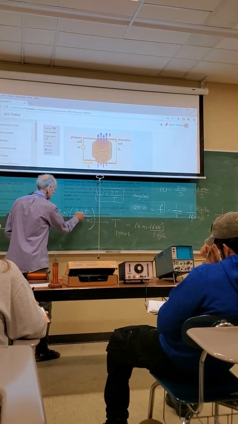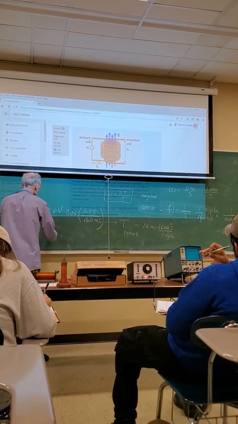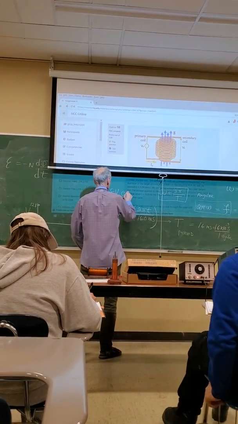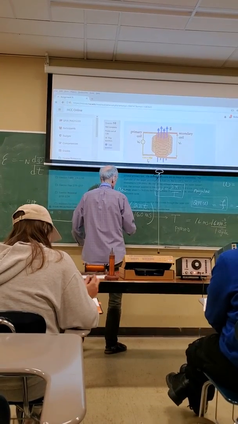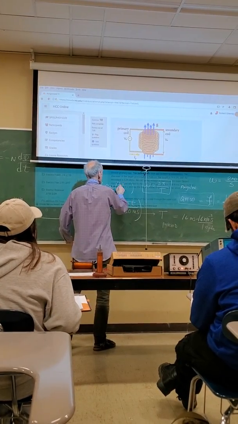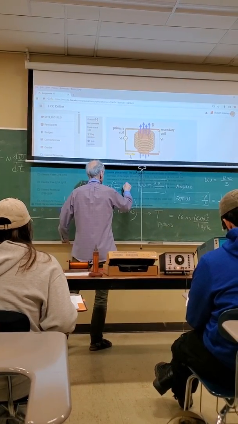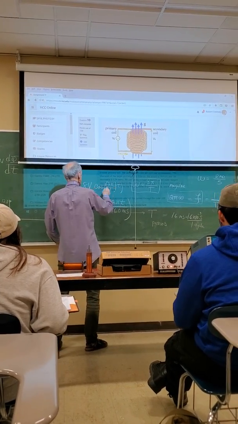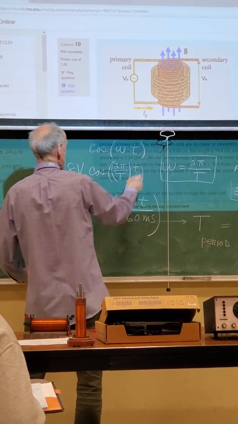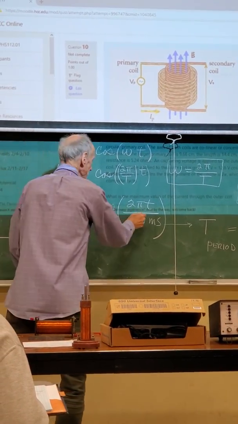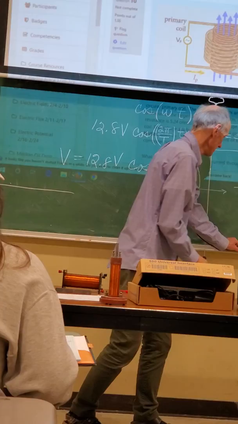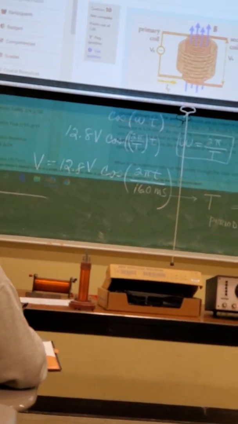So what we have here is 2 pi over t. In general, this relationship will be 2 pi, since it's in radians, over t times the time. And this could be written as the cosine of omega t, which is actually simpler. But I'm writing it this way because it's more transparent what's happening.